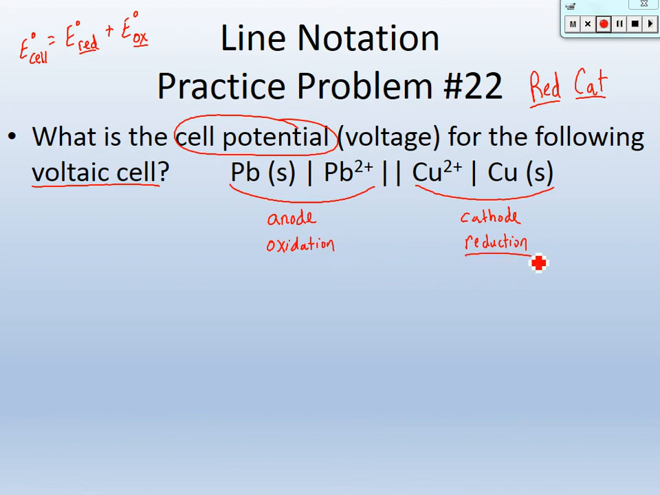Let's do the reduction part first. If we wanted to write the half reaction, it would be this. Cu2+ plus 2 electrons goes to Cu. If you look that up on the table, the E naught of the reduction, so the voltage of this reduction half reaction is going to be 0.34 volts. Okay? Our oxidation half reaction is going to be written like this.